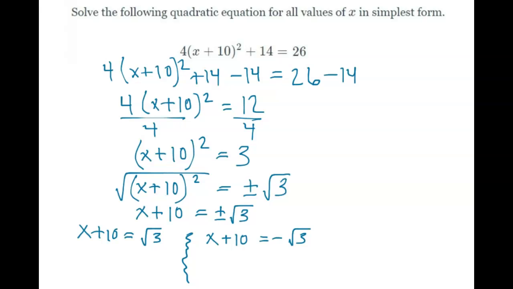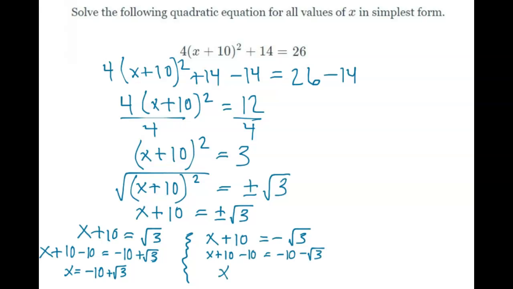So if we solve that, the steps are actually the same. We just have to subtract 10 from both sides. And again, because 10 is a rational number and the square root of 3 is irrational, we're going to leave it as a complex number, as negative 10 plus the square root of 3. And if we do the same thing with the other solution, we subtract 10, and again, we typically just write that out in front. You typically just write the number first and then the square root second.